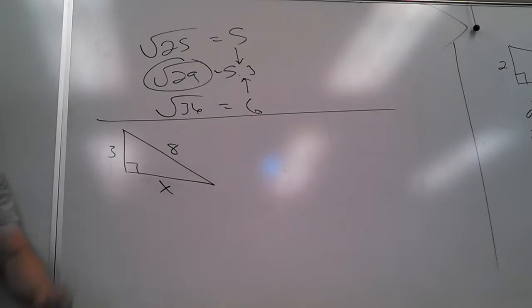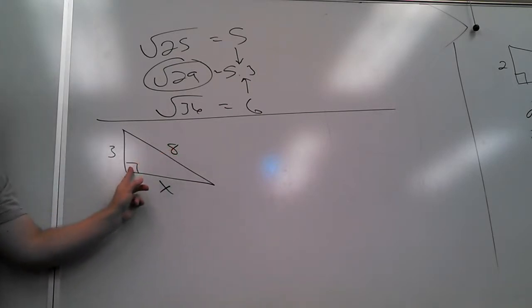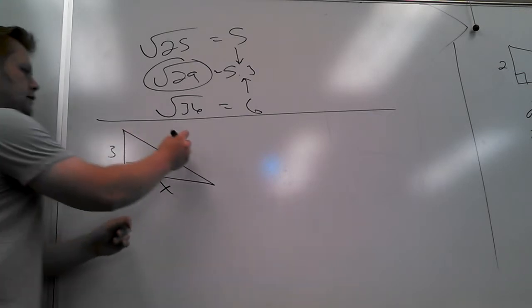Good job, Danielson. The other two don't matter because you're adding them. It doesn't matter which one you call A or B because they could just flip around anyway. So which side here is C? The 8, because it's across from the biggest angle. So you know 8 is C.